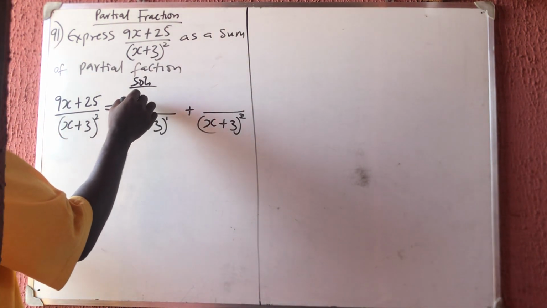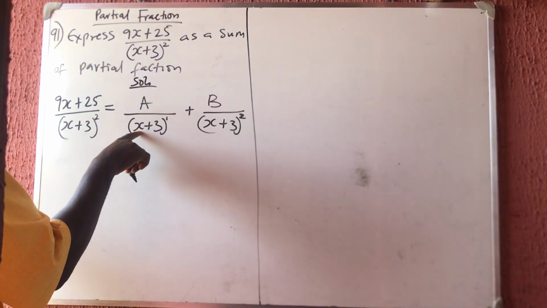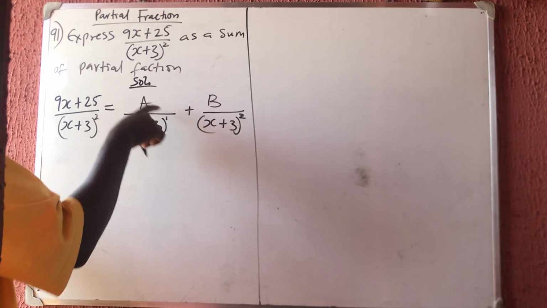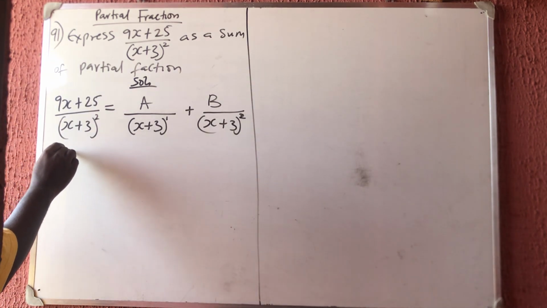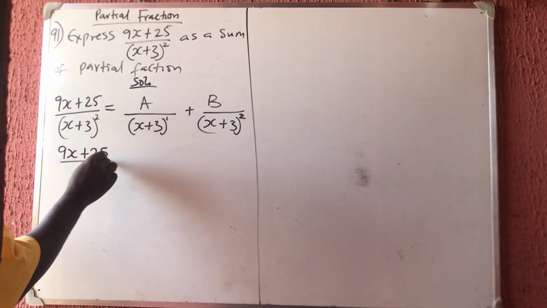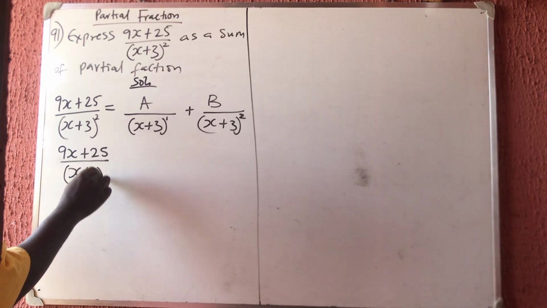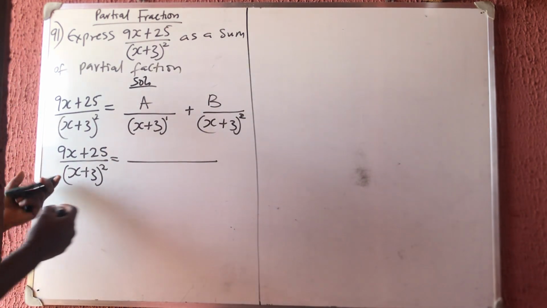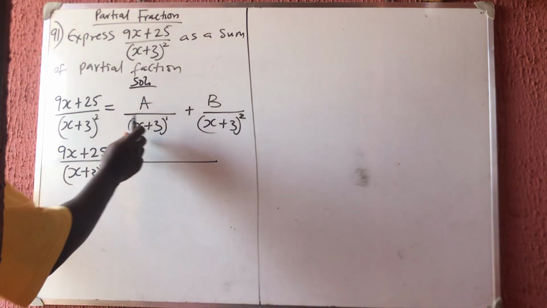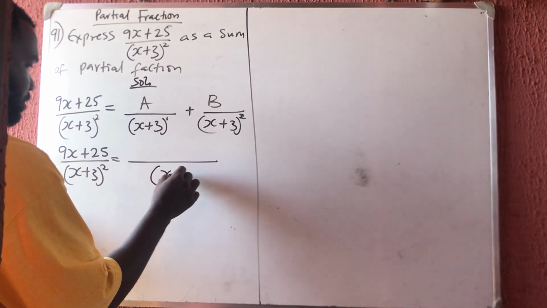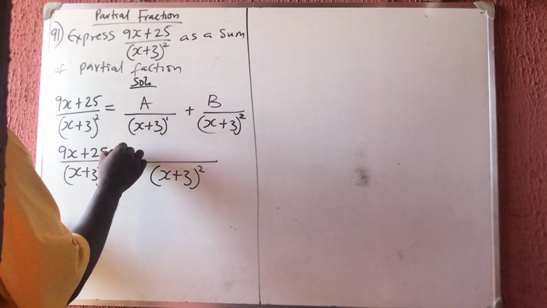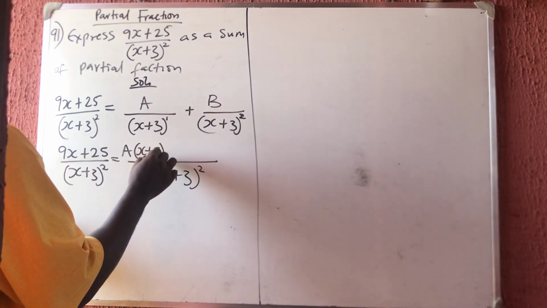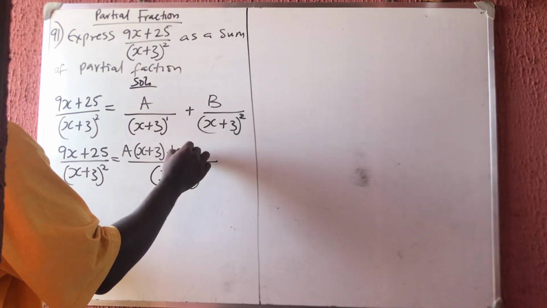So here will be A and here will be B. Why? Because inside this place is a linear, so the top should be a constant. The next thing you do is to resolve the right hand side. I will have 9x plus 25 all over x plus 3 all squared is equal to the LCM. The LCM of this and this is the big one, which is x plus 3 all squared. When this divides this, it is one of these, times this, I'm having A in bracket of x plus 3, plus when this divides this is 1 times B, I'm having B.